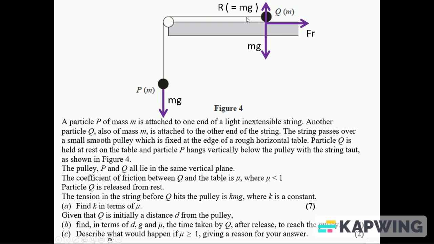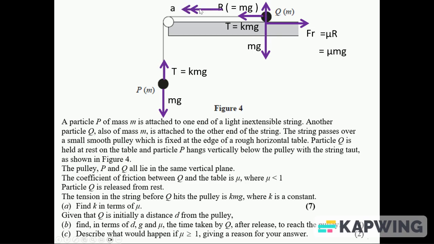It's a rough table because the string's trying to pull it to the left, so the friction is acting to the right. Now that's going to be equal to mu times R, or mu times mg. There's also going to be tension in the string because that's what's pulling it along. It tells us that's kmg. Same at the other end. The weight of P is trying to pull it down, but the string's slowing it down.